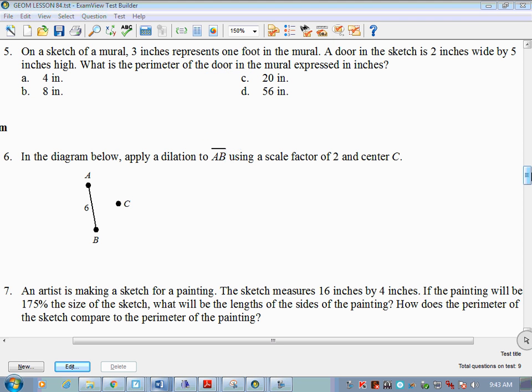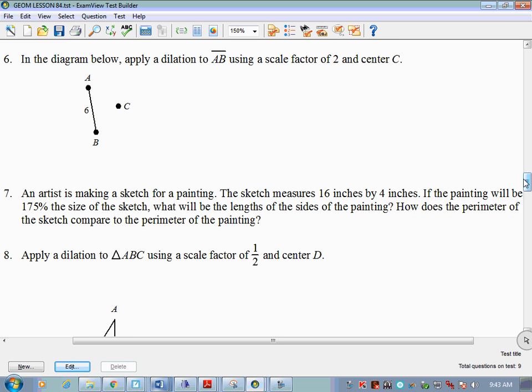All right, what do we got? We got 9 questions. I'm probably not going to get through everything, but hopefully we've got basically the concept.